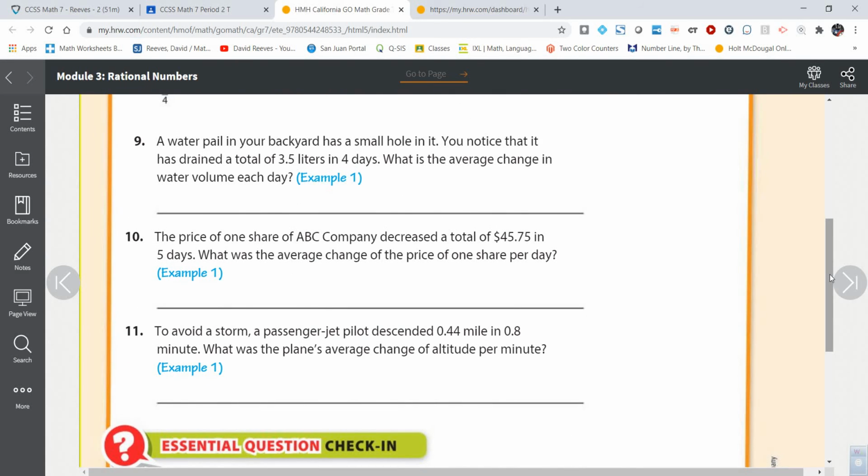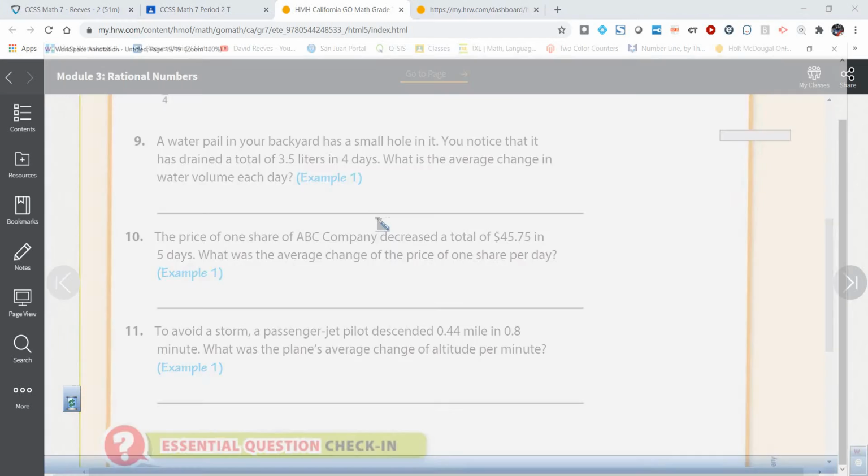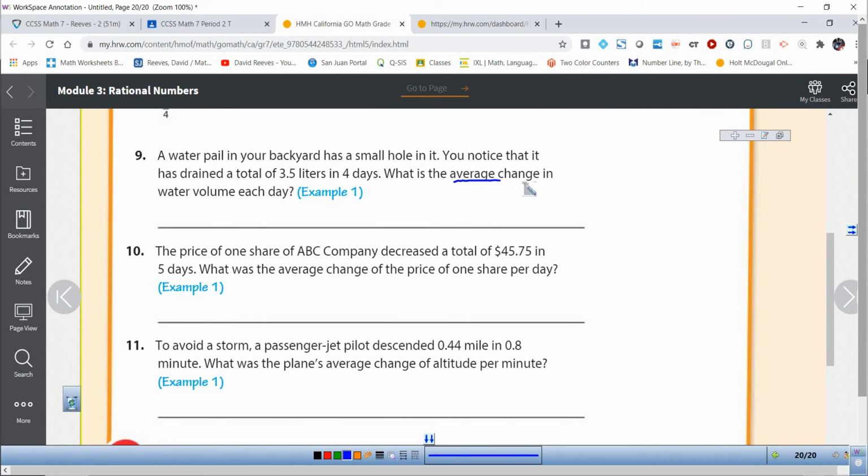All right, let's look at number 9. A water pail in your backyard has a small hole in it. Darn, I hate that when buckets have holes in them because the water leaks out. You notice that it has drained 3.5 liters in 4 days. What is the average change? All right, so average change each day. Well, I had 3.5 liters over 4 days, right? I want to know each day, so I want to know how much there was in 1 day. So I need to divide. So I'm going to do 3.5 divided by 4.